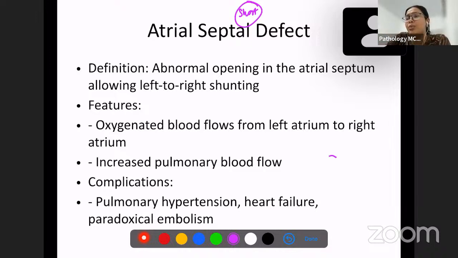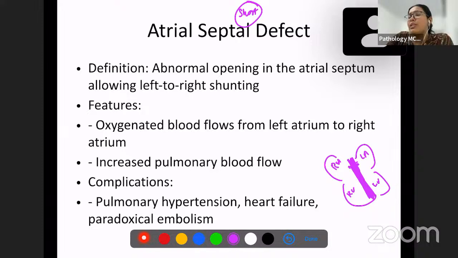As the name says, in the heart we have a right atrium, left atrium, right ventricle, and left ventricle. Between the atria and ventricles we have the atrioventricular septum, which separates them. Between the right atrium and left atrium, we have the atrial septum. And between the right ventricle and left ventricle, we have a ventricular septum.